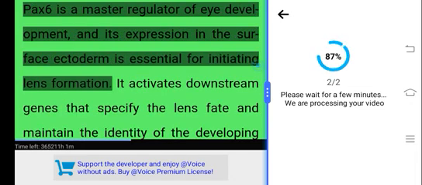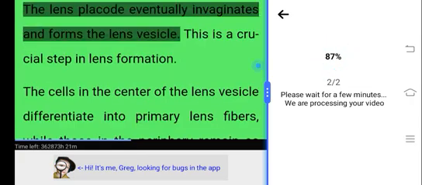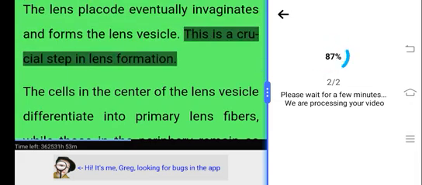PAX6 is a master regulator of eye development, and its expression in the surface ectoderm is essential for initiating lens formation. It activates downstream genes that specify the lens fate and maintain the identity of the developing lens. Lens formation and delamination. The lens placode eventually invaginates and forms the lens vesicle. This is a crucial step in lens formation.